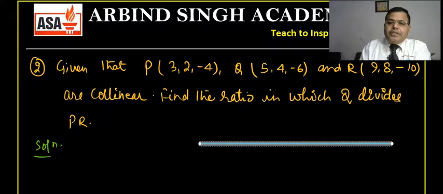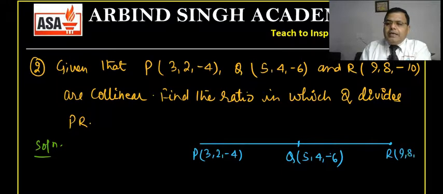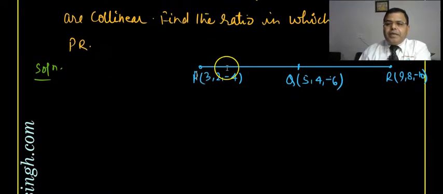We can assume P is (3, 2, -4), Q is (5, 4, -6), and R is (9, 8, -10). Since they are collinear, they lie on the same line. Let Q divide PR in ratio K is to 1.